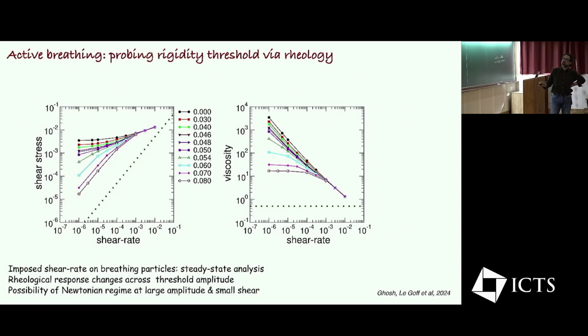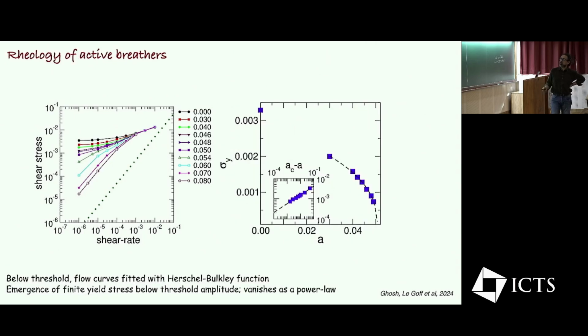This is also seen in the viscosity, which is shear stress divided by shear rate. You have a diverging viscosity at small breathing amplitudes, and at large breathing amplitudes, you get a finite viscosity inside the system. So you can compute the yield threshold from this by fitting the data with a power law function, and then you can plot the yield threshold as a function of the breathing amplitude. From this, you can determine the yield threshold, which comes out very similar to the number that Thiang and Berthier had computed earlier, which tells you that the rheological probe is also giving you the same rigidity threshold for this material.